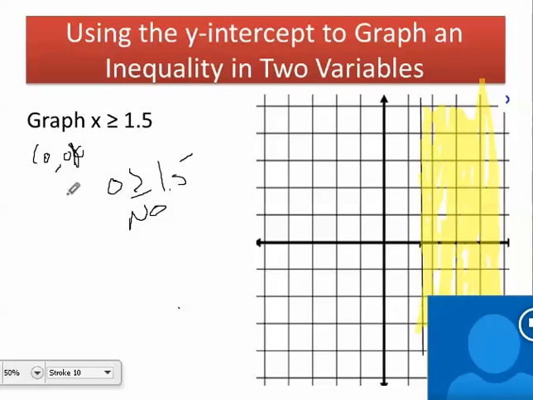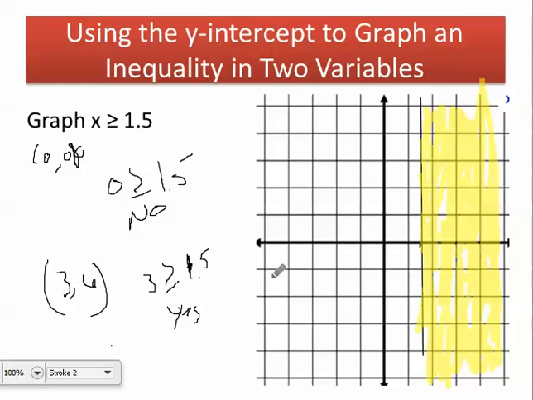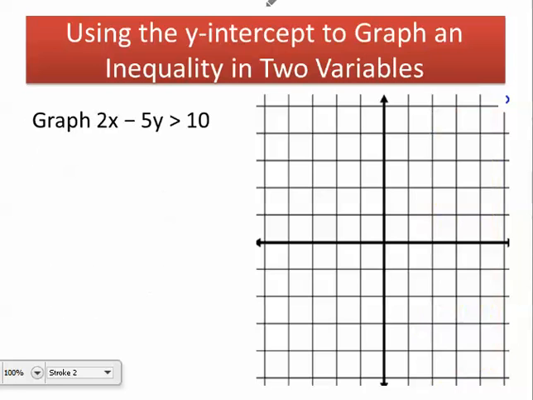Cool. So the question becomes, can you come up with values that actually work for this one? Sure, what if I picked the point 3, 6? I stick the 3 in for x, 3 greater than or equal to 1.5? And the answer is yes. So that would be a valid solution to this particular problem. Let's look at a few more, see what we can come up with.